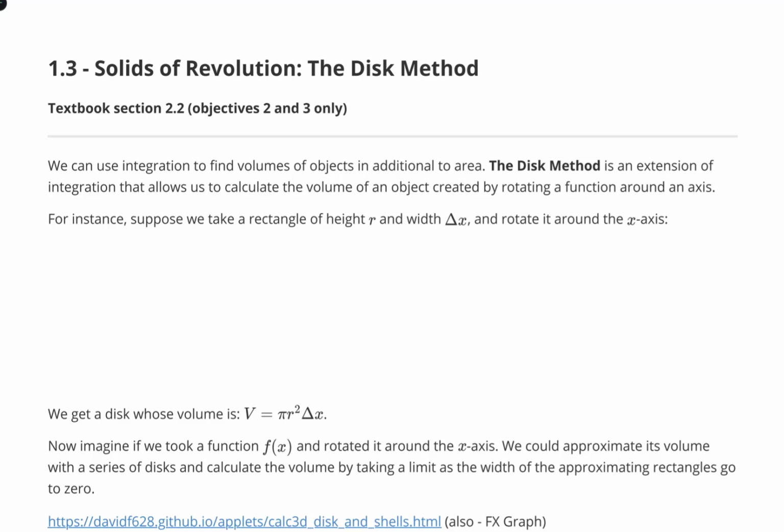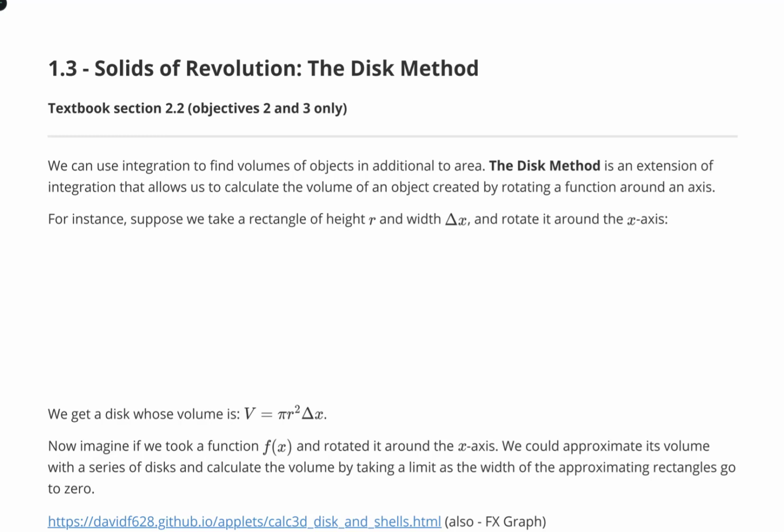In this section, we're going to look at ways that we can extend the concept of integration to not only calculate areas of regions, but also volumes. One method of doing this is called the disk method, and it allows us to calculate a volume of an object created by rotating a function around an axis.